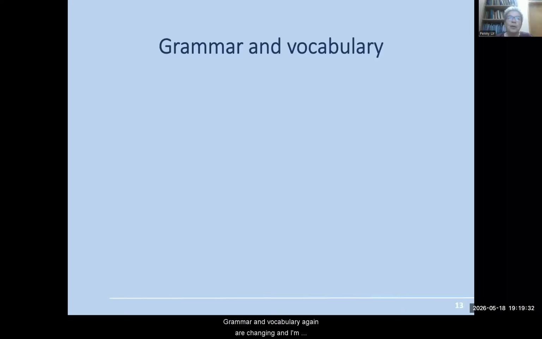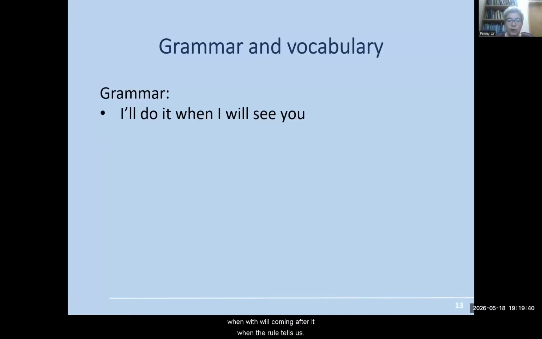Grammar and vocabulary, again, are changing, and so I'm going to give some examples which people actually suggested last week. For example, I'll do it when I will see you, with will coming after when, when the rule tells us first conditional should have the present tense. Similarly, looking forward to see you. You find it all over the place.